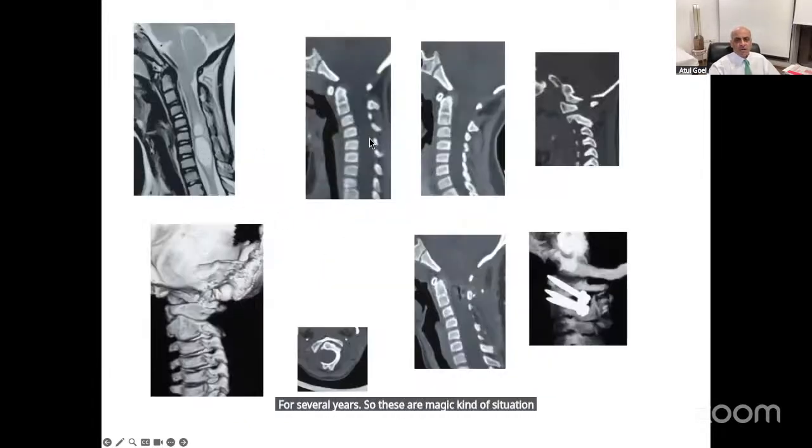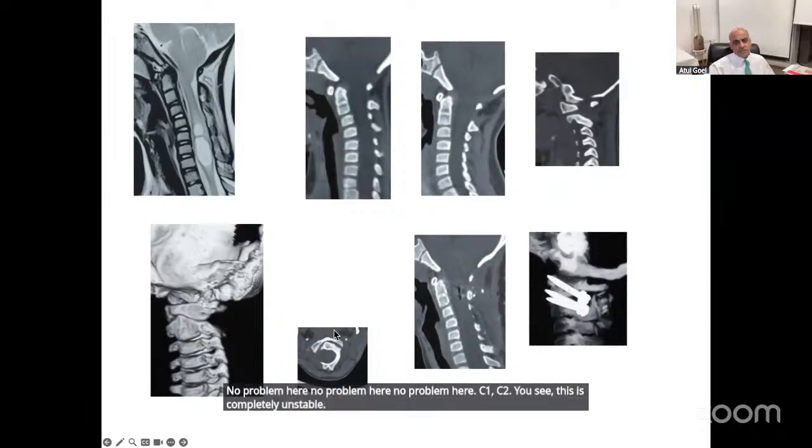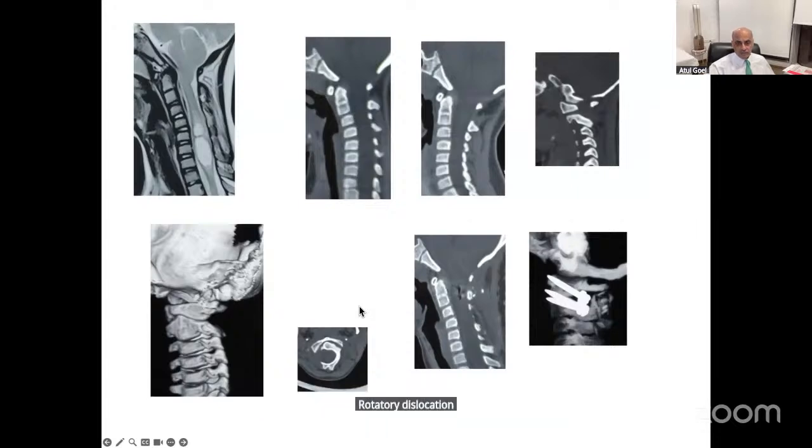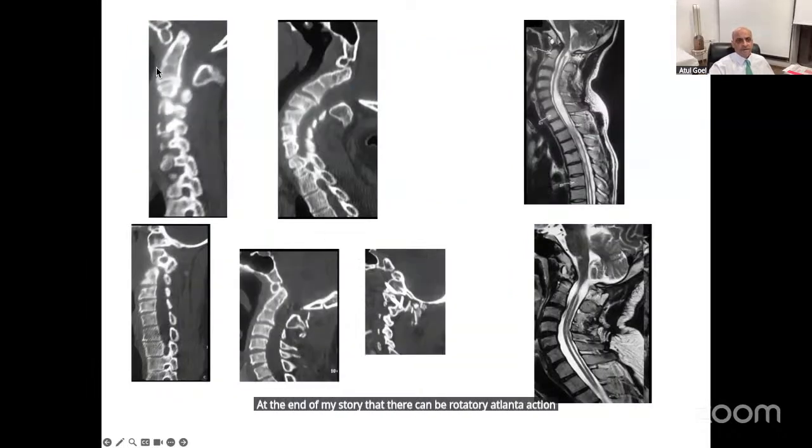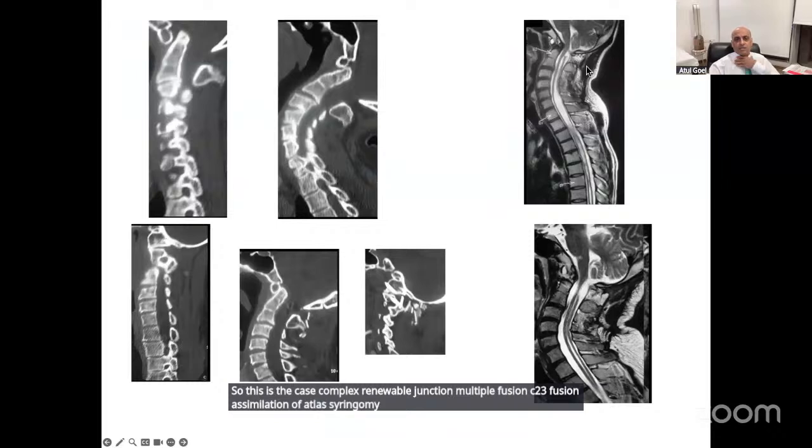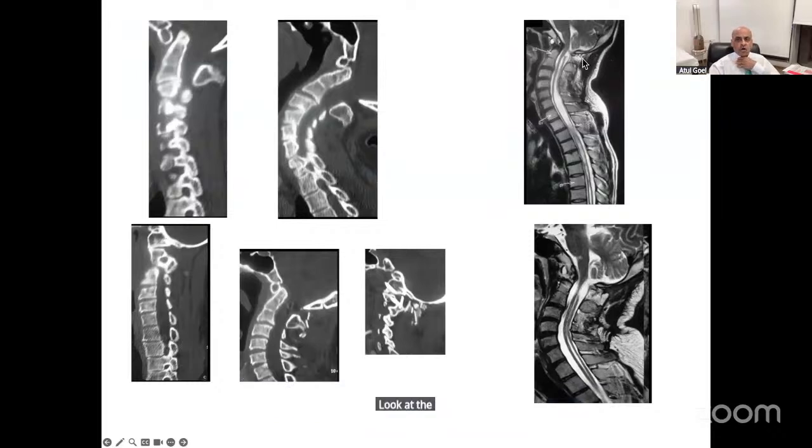This is syringomyelia, no problem here, no problem here, no problem here. C1, C2, you see, this is completely unstable rotatory dislocation, a chapter which I will discuss at the end of my story, that there can be rotatory atlantoaxial instability in these cases. So this is the case, complex craniovertebral junction, multiple fusion, C2-3 fusion, assimilation of atlas, syringomyelia, Chiari malformation. Look at the posterior fossa, it is not tight.